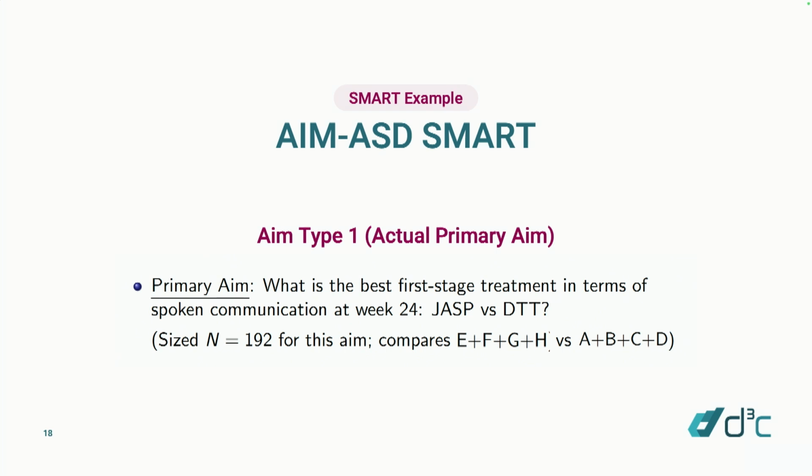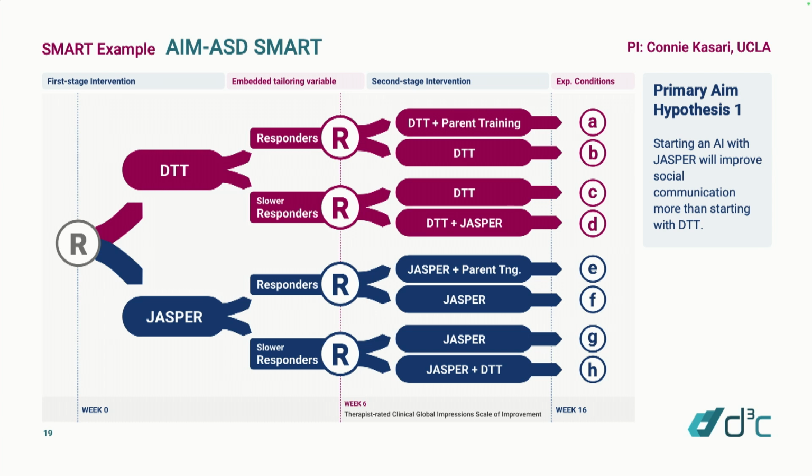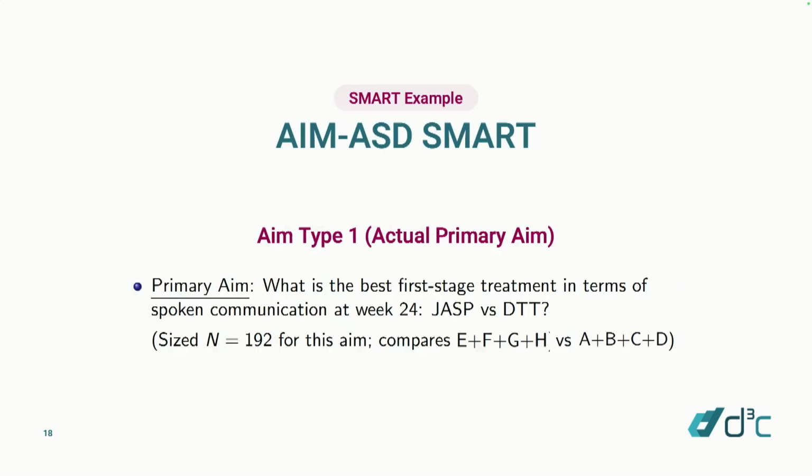But this is a fine question to ask. And this question can be answered by comparing A, B, C, D to E, F, G, H. Because that's the comparison between starting with DT versus starting with Jasper. A fine question. And the question Connie selected as her primary aim in this study. Everybody with me? That was her primary aim.